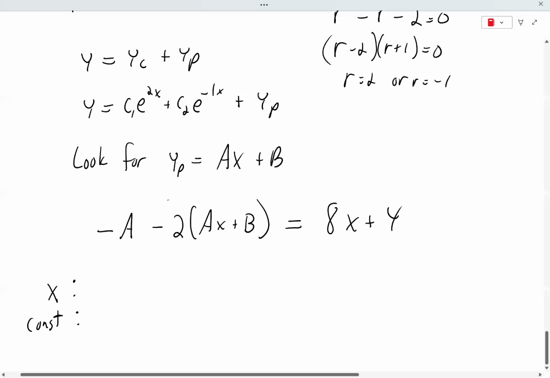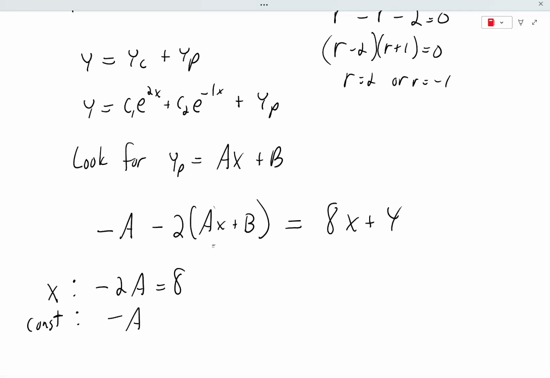Okay, so if I look at the x terms, what would it be then? Imagine if I distribute it, what would be on the left side? I'd have negative 2a on the left. And what's on the right for the x? 8, right? So we got that here. And then for the constants, what do I have going on there? I got a negative a, and then what else on the left side? If I were to multiply it out, a negative 2b, and then on the right side for the constant, we have the 4. Right, so you get this here.